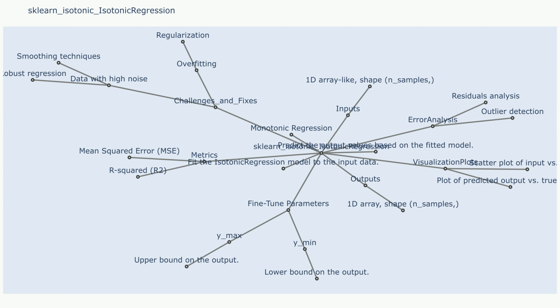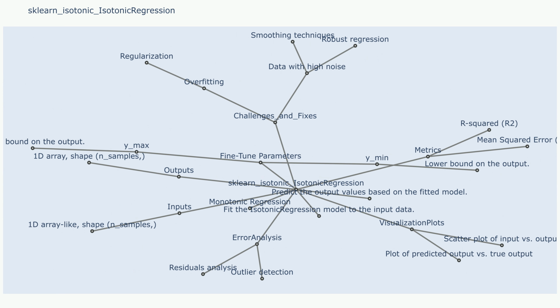Challenge 2: Handling outliers. Sample use case that resulted in challenge 2: Outliers can significantly affect the fitted relationship. Fixes to challenge 2: Remove outliers from the data before fitting the model. Use a robust regression technique, such as the Theil-Sen estimator, which is less sensitive to outliers.